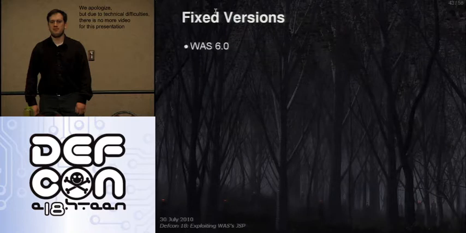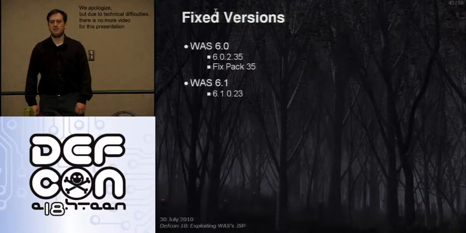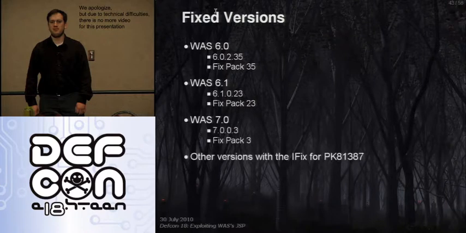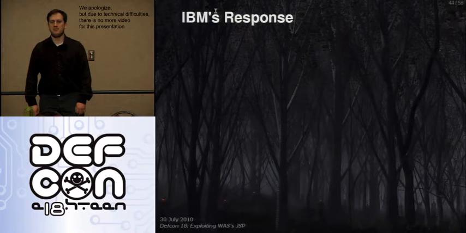In terms of versions, 6.0 was fixed in 6.0.35, which is the same as 6.0.2.23, which is fixed in fixpack 35. 6.1 was fixed in fixpack 23. 7.0 fixed in fixpack 3, and for other versions you can apply the iFix. There were also fixpacks for 5.1 and 5.2, but I don't have access to those to try them. So hopefully you have these done.